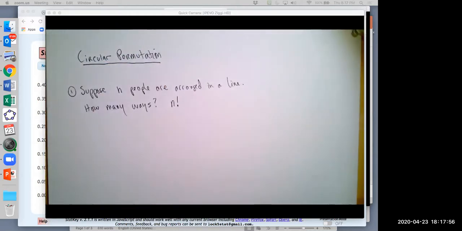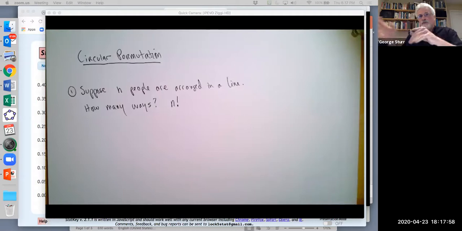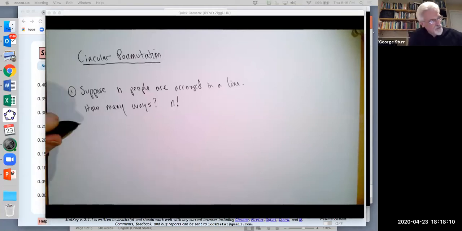Because you can think of it as the first position in the line n ways. Okay, the next one is n minus 1. The next is n minus 2, and so forth. That's just the rule for how many ways to permute objects, right? Now, number 2.